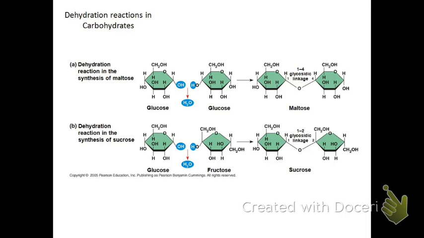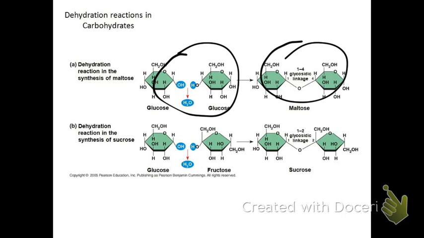So the covalent bond between monomers is called a glycosidic linkage. It just means a sugar bond. This is how these are going to be held together. This glycosidic linkage is going to be holding these individual monosaccharides together. So here we've got a glycosidic linkage.